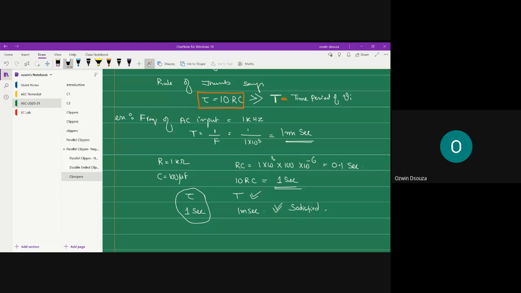So this being the introduction, probably tomorrow I can take up the practical clamper operation. Any doubts, you tell me. Did you understand? Do you want me to repeat anything? You just let me know.